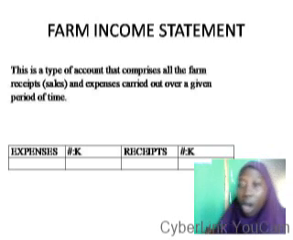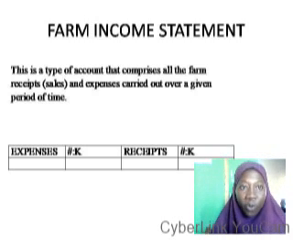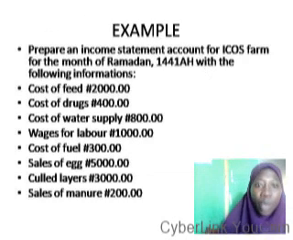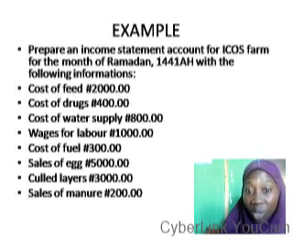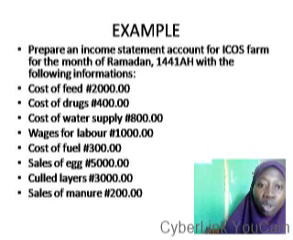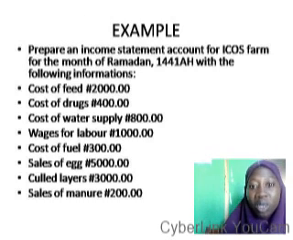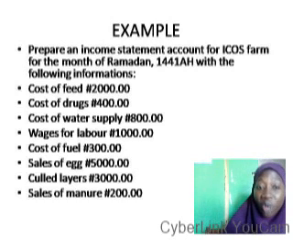So we are going to look at how we prepare this type of account. Remember, I said that when you are preparing any type of account, the first thing you need to put down is the title of that particular account that you intend to prepare, so that anybody looking at it will know the type of account you have prepared.